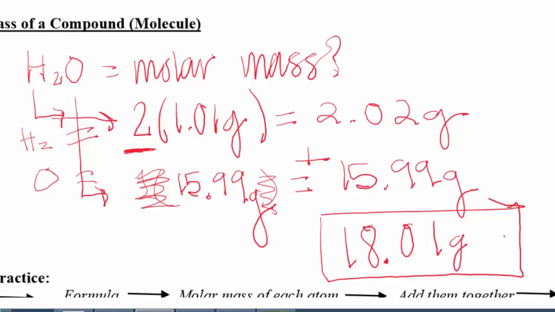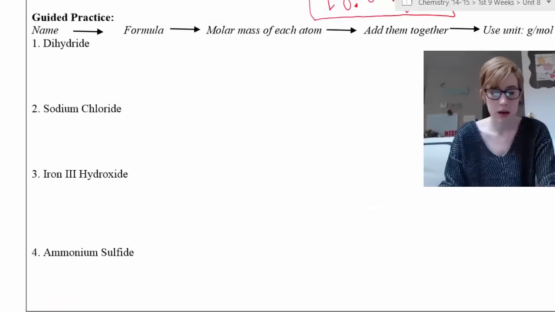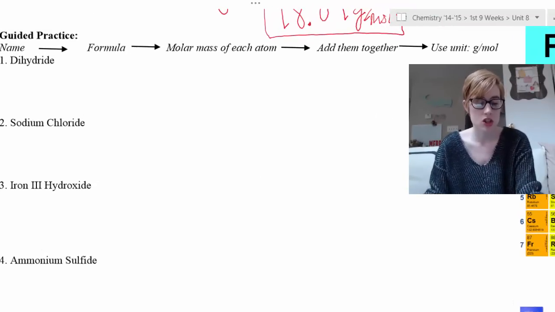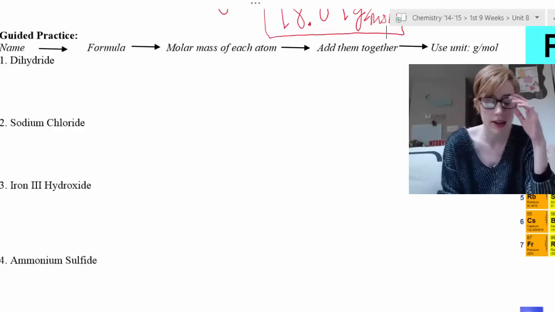Now, one thing I did not clarify to you guys is the unit for molar mass. Molar mass isn't just grams, it's actually grams per mole, because it's how many grams are in 1 mole. So for each of these units, I actually have to write grams per mole. Here are some example problems. I'm not going to do all of them with you. I'll do maybe 2 with you and then go over the other 2 in class.